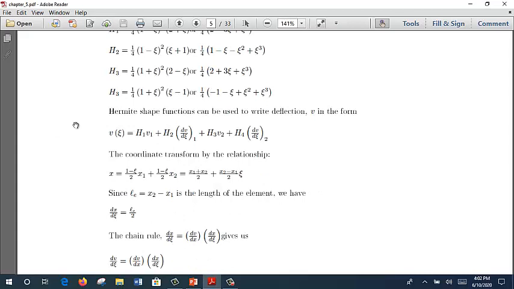We continue. The Hermite shape function can be used to write the deflection. The most important reason why we need to learn about the Hermite shape function is because we want to use it to write the deflection. We want to calculate the deflection of the beam. So this is the general formula that you need to understand and remember: H1 V1 plus H2 dV1 plus H3 V2 plus H4 dV2.